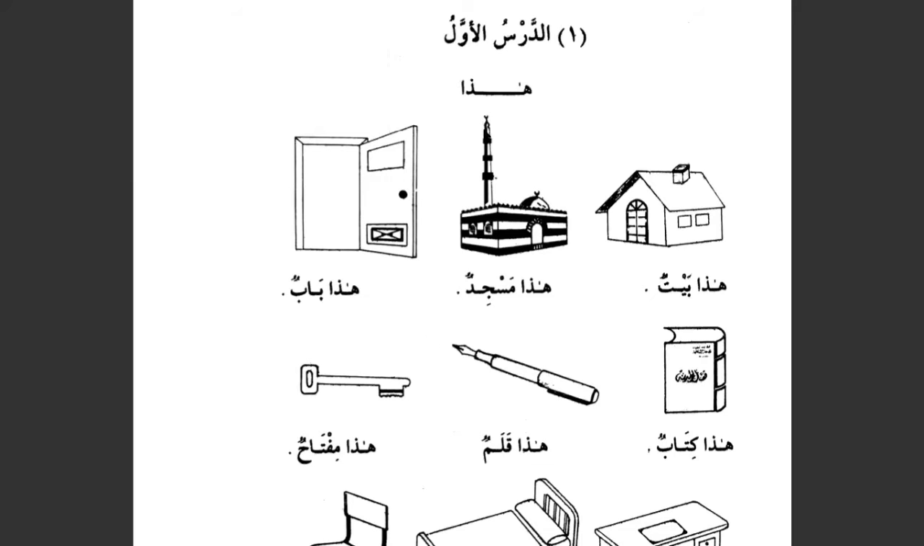So the first thing that you probably realize looking at these words is that they end with these two vowels at the end. You see here, baytun, masjidun, babun, kitabun, qalamun, and then miftahun, and so on. All of them have what? They have these two dhammas.